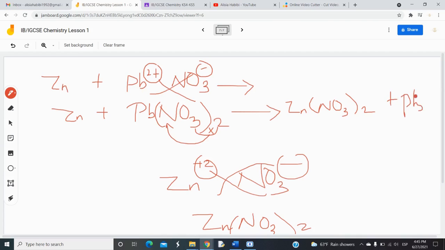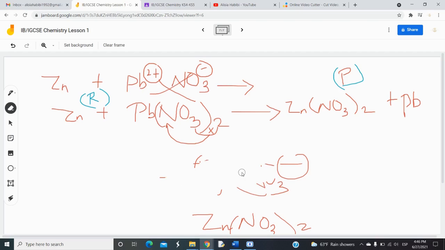So this is eventually what our product side is going to be like after we interpret this word equation into a chemical equation. And this is what our reactant side is going to be. So we have the reactants on this side, and we have the products on this side. Now we have to check and see if this equation is balanced, and then we can move on to another example. So if we look here, let's erase all of that.